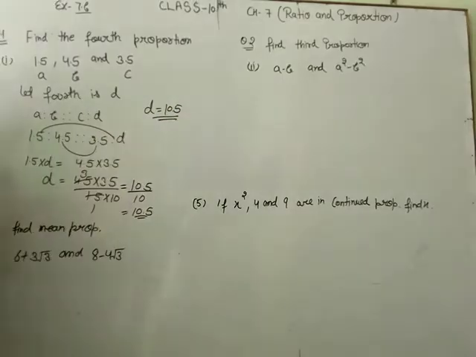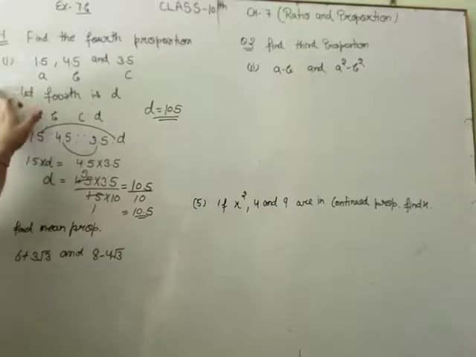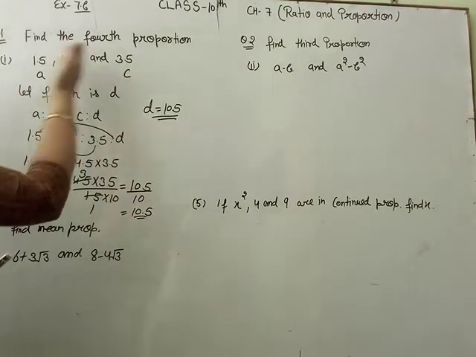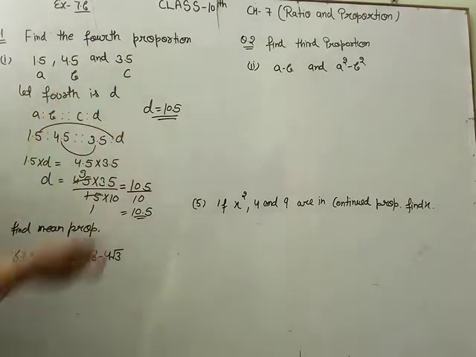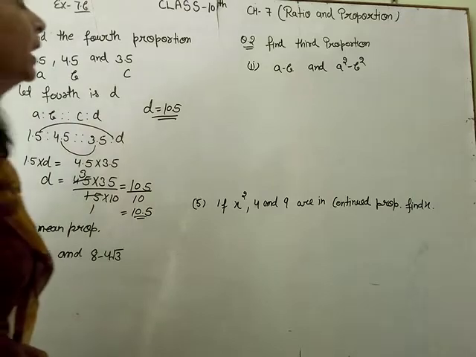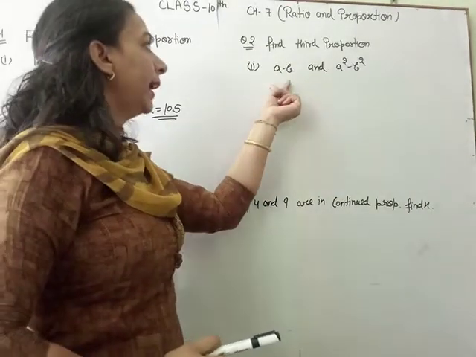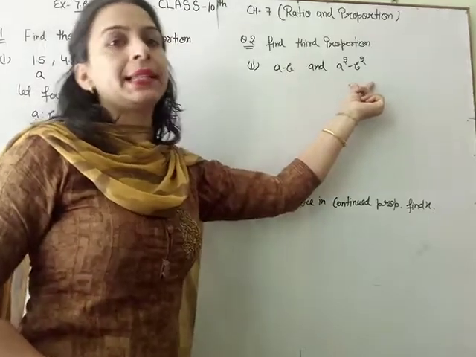The fourth proportion is 10.5. Student, if in this type there is any missing, the second is missing, and the first, third and fourth are given, then we use the simple proportion. Okay. Question number second. Find the third proportion of A minus B and A square minus B square.